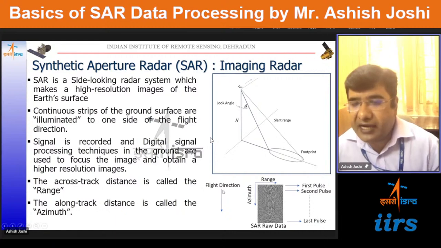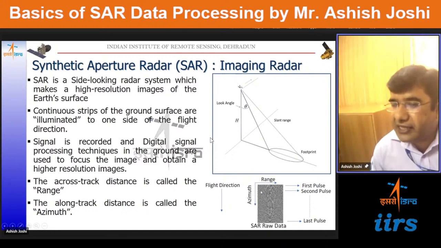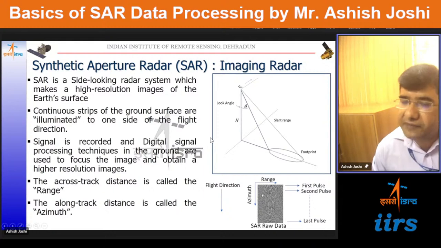Okay, so this is the flight direction. As it is moving, it is recording the pulses. So this is the range direction, and with the movement of the radar, it forms the azimuth direction. This is the first pulse, meaning the first electromagnetic radiation, but it then receives the second, third, fourth, and fifth. Likewise, it will form the image in the azimuth direction. So we have the image in both directions.